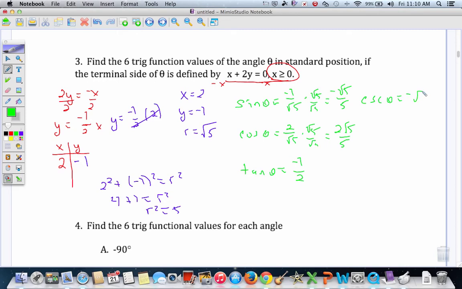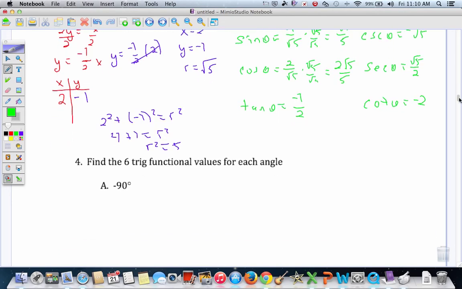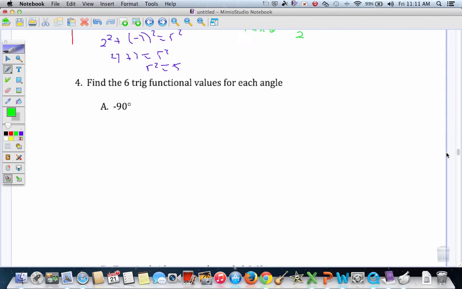Reciprocal functions. Go back to here and just flip this one over, so I have the square root of 5 over negative 1, or just negative square root of 5. Secant theta, flip this one over back here to our starting point, square root of 5 over 2, and cotangent, flip negative 1/2, gives us negative 2. So there's our 6 trig functions.